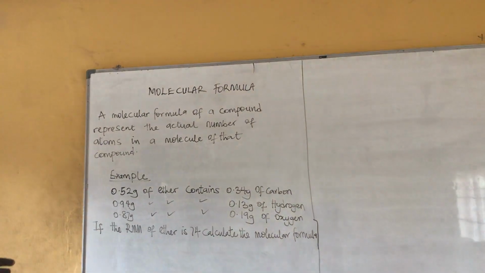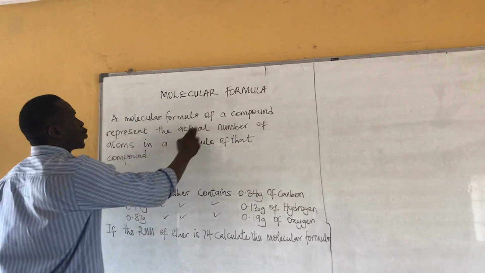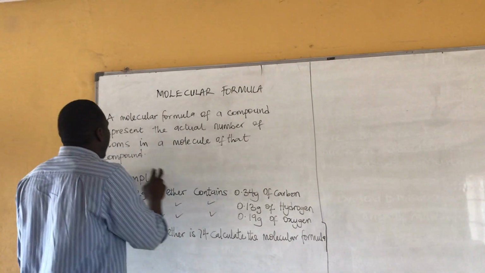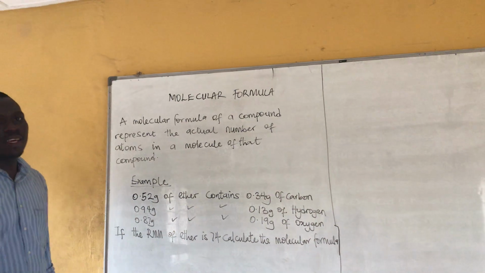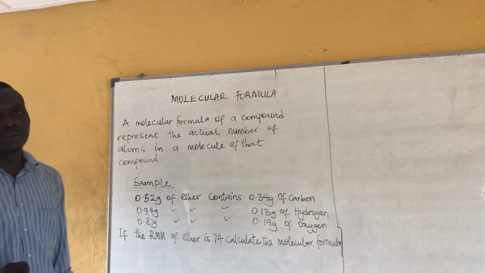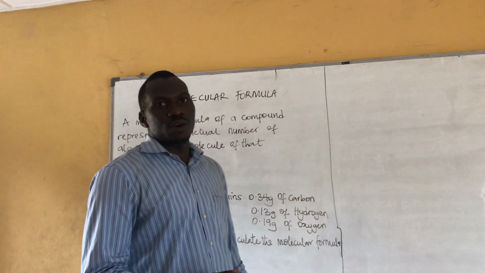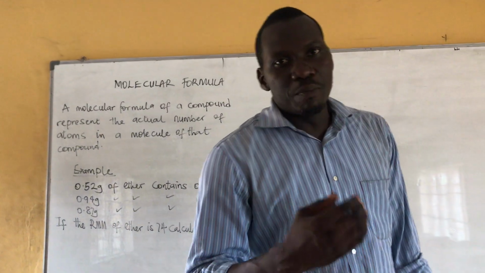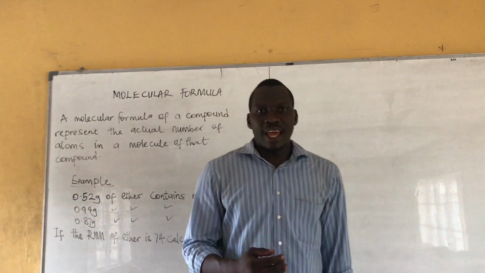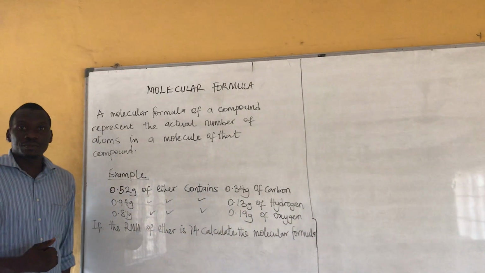What is molecular formula? The molecular formula of a compound represents the actual number of atoms in a molecule of that compound. It specifies the number of atoms present in that molecule of the compound. It is different from empirical formula. They can ask us to differentiate between a molecular formula and an empirical formula. Today, we are going to be seeing molecular formula. Let's see an example.